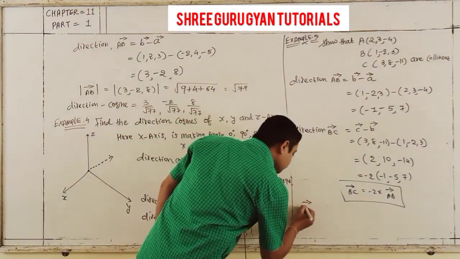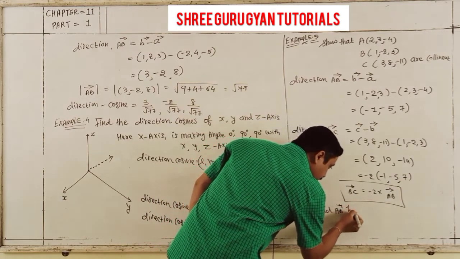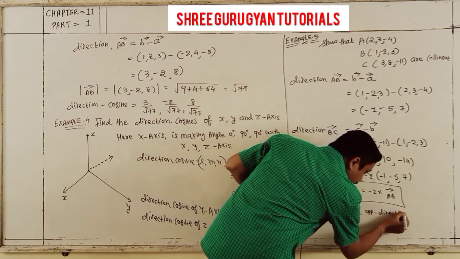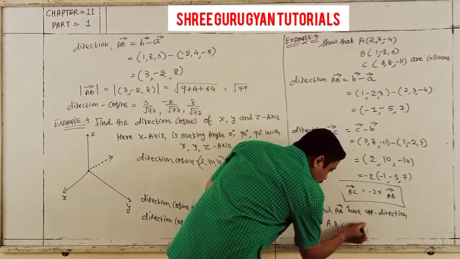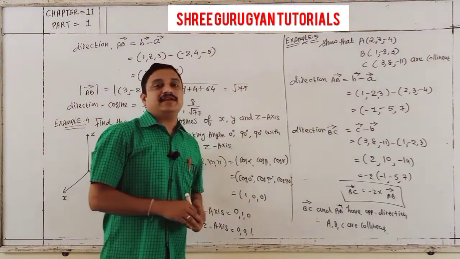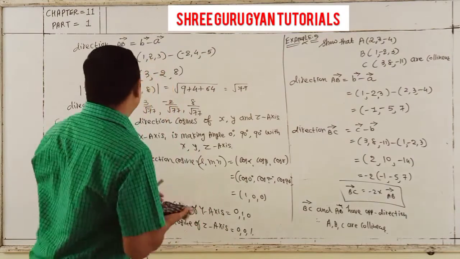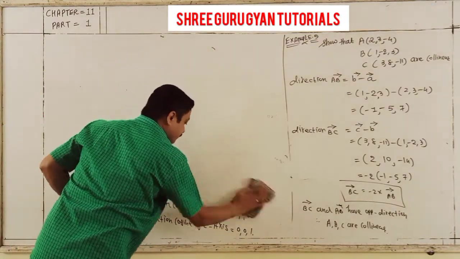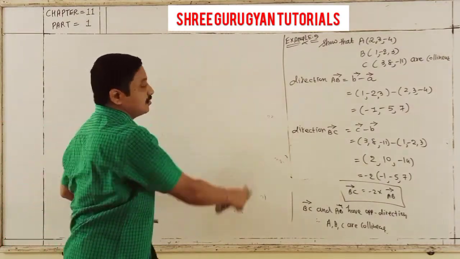So here BC and AB have opposite direction. That's why we take A, B, C as collinear. And here, students, we simply apply this way, and this question is done. Now I go ahead, students, with our exercise number 11.1, question number 1. That is also the same concept, and similarly we go ahead.